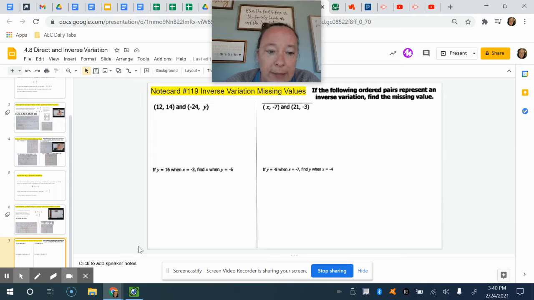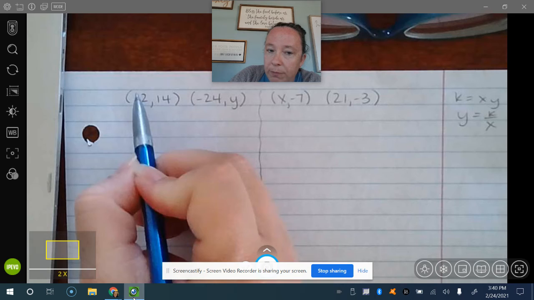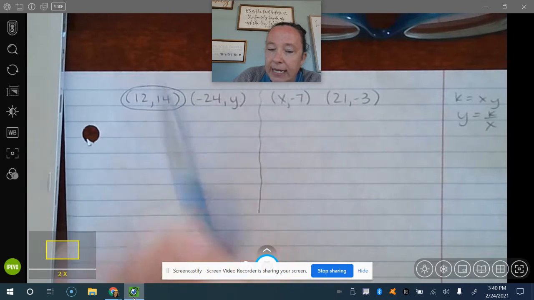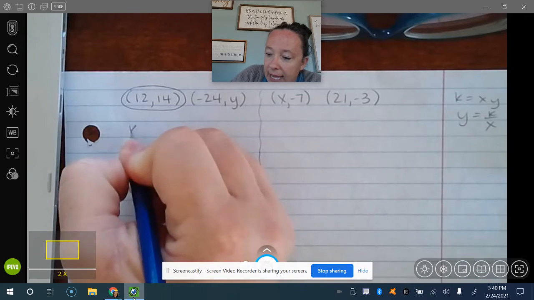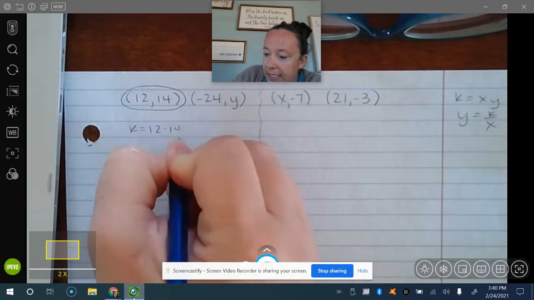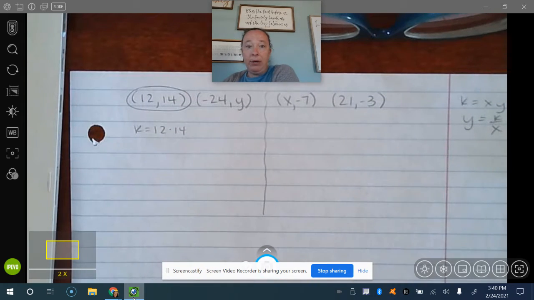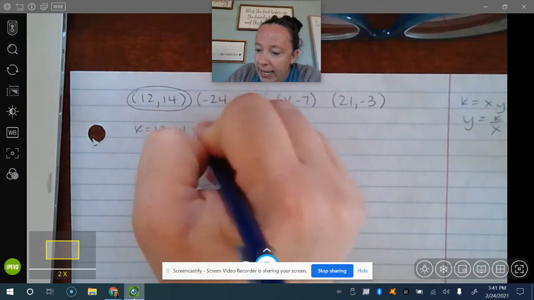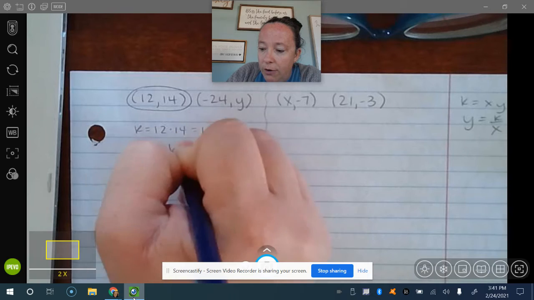So we'll start with this one. All right, so we need to use our set of information. This is our complete set of information. Remember, we're using k equals xy. So k equals 12 times 14. Oh my goodness. And k is going to be a big number. I'm going to use my calculator. I can do this by hand, but why? Sometimes I'm like, why? You've got a calculator. You get 168 for k. So k equals 168. Our equation is y equals 168 over x.